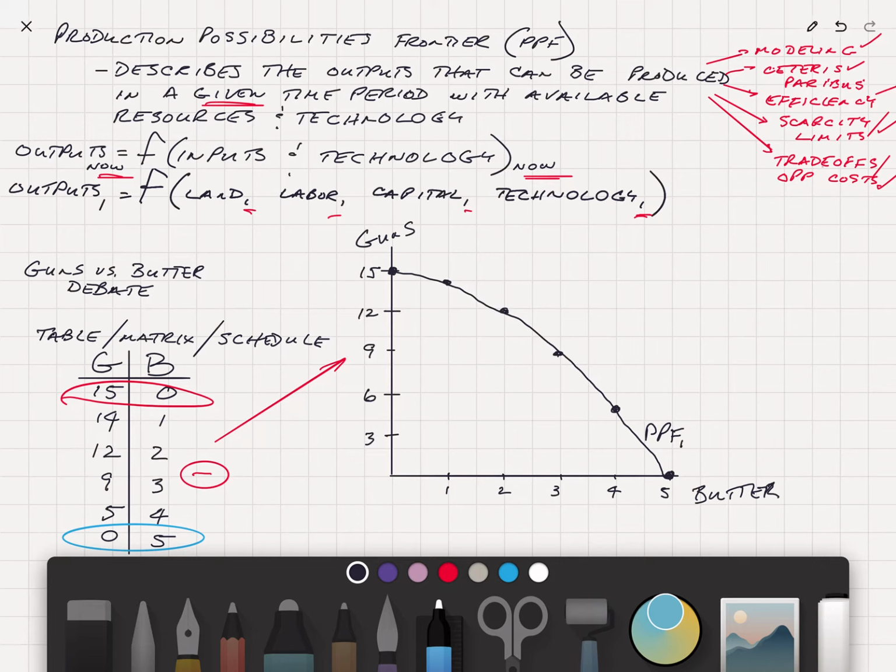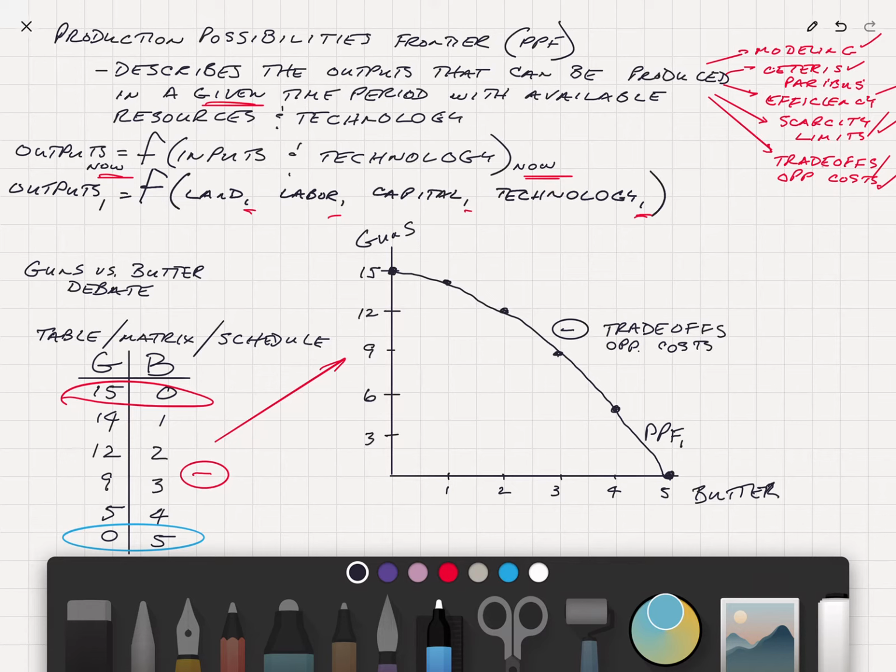Now notice what happens here. We can see the negative slope here. It's nonlinear, clearly, but it's also a negative slope. What does that negative slope represent? It represents trade-offs. It represents the notion of opportunity costs.